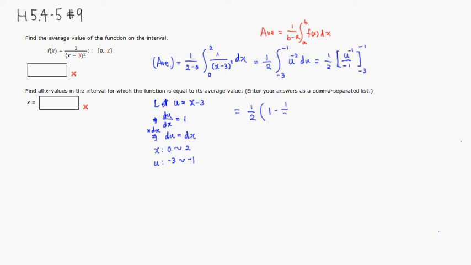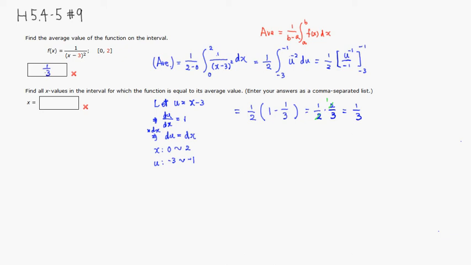So this is going to be 1/2 times 1 minus 1/3, which is 2/3. So we can cancel 2 and 2. We get 1/3. So the average value is 1/3.